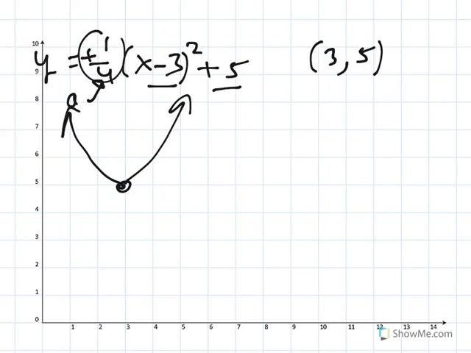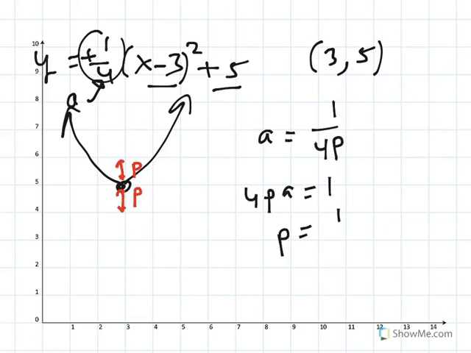Well, there are a couple of ways to do this, but the easiest way is to realize that it all has to do with the variable that I call p. P is the distance from the vertex to the focus. It's also the distance from the vertex to the directrix. So, yesterday we had a formula. A is 1 over 4p. But if you were to cross multiply, you would be able to also get this relationship. P is also 1 over 4a.